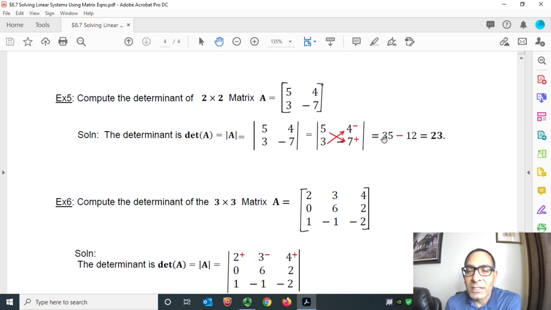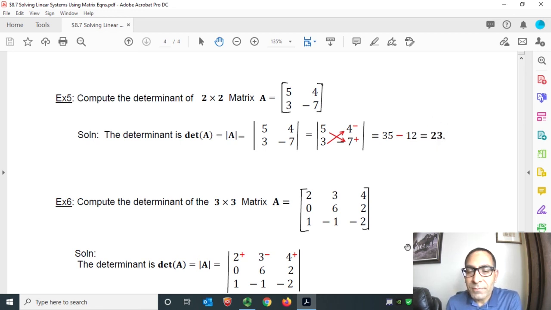Oh, wait a second. There's a minus sign here. So 5 times minus 7 is minus 35. And this minus from the formula, 3 times 4 is 12. So then minus 35 minus 12, your answer turns out to be, that's a typo, minus 47. Minus 35 minus 12 is minus 47. So this is a typo. So the answer is minus 47.